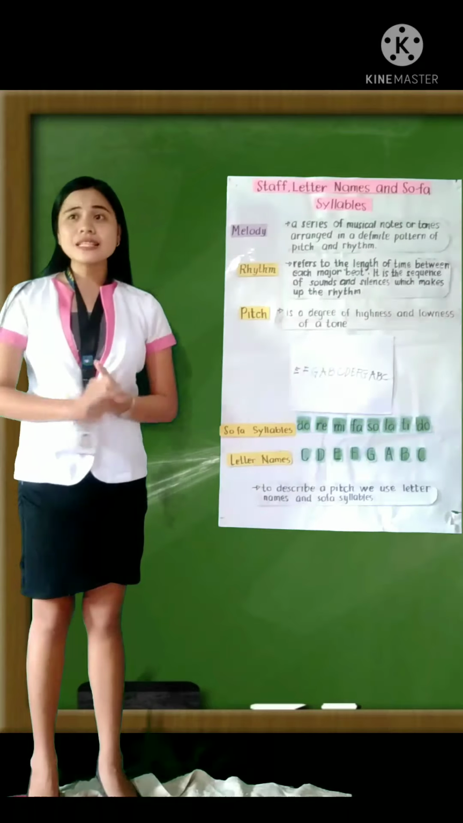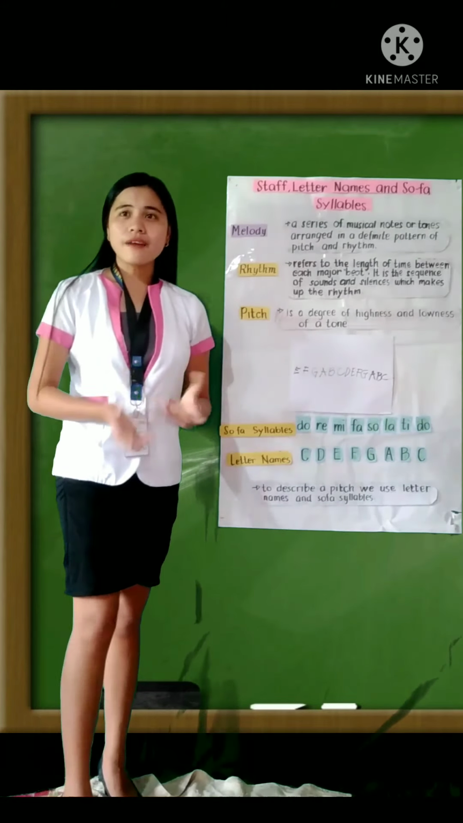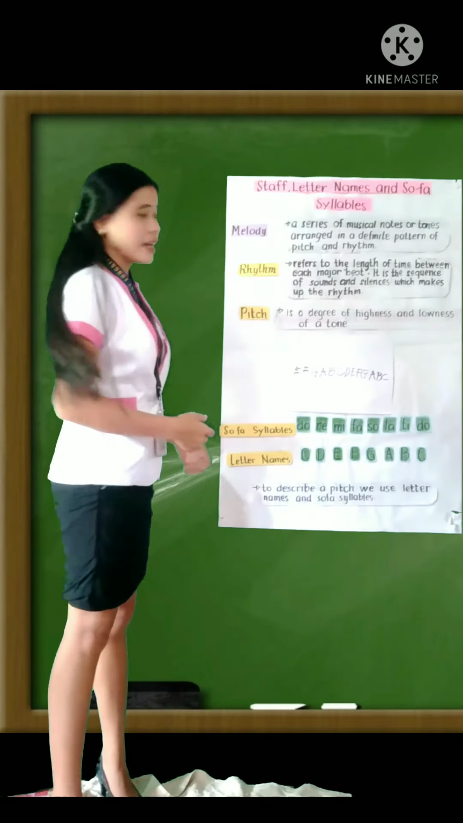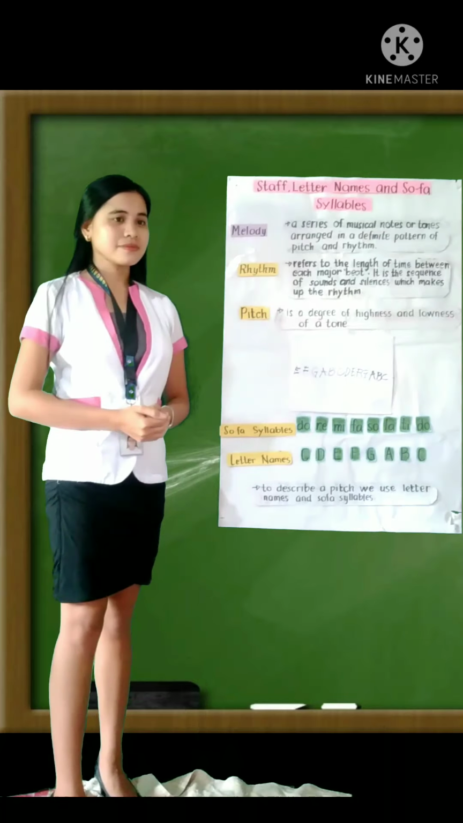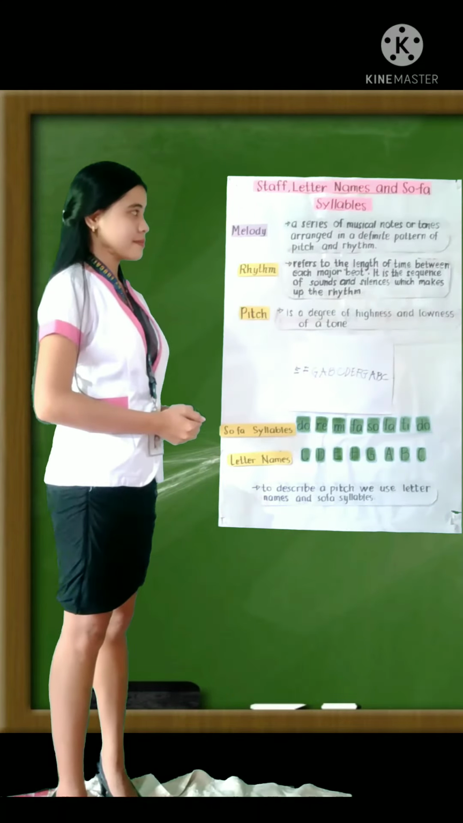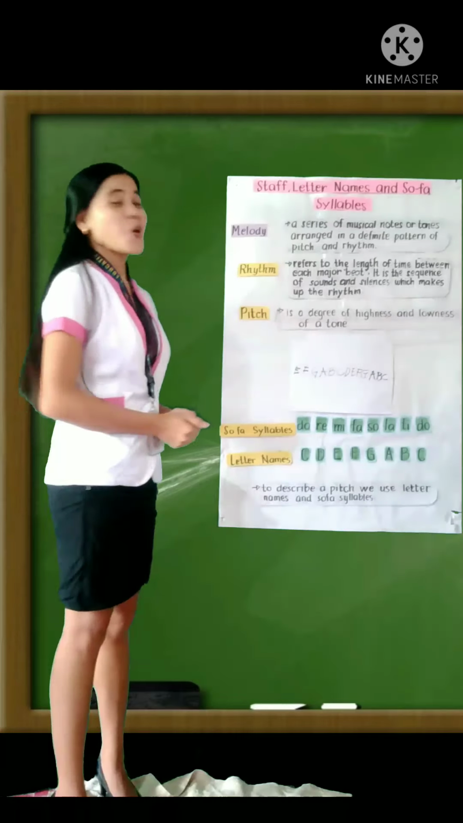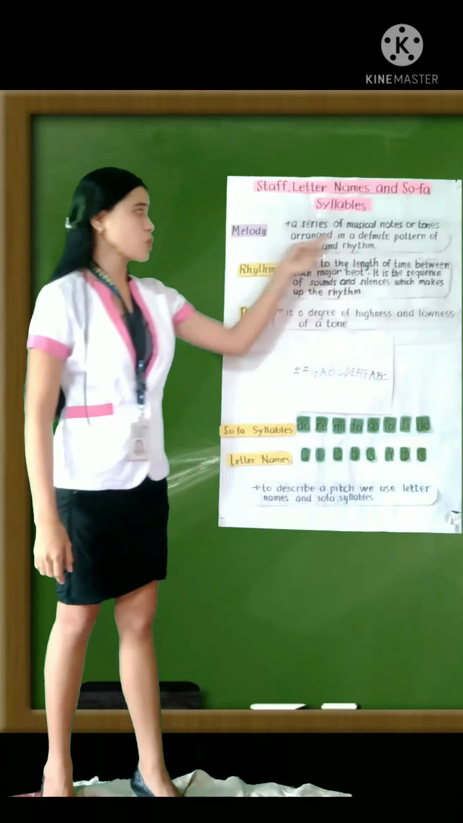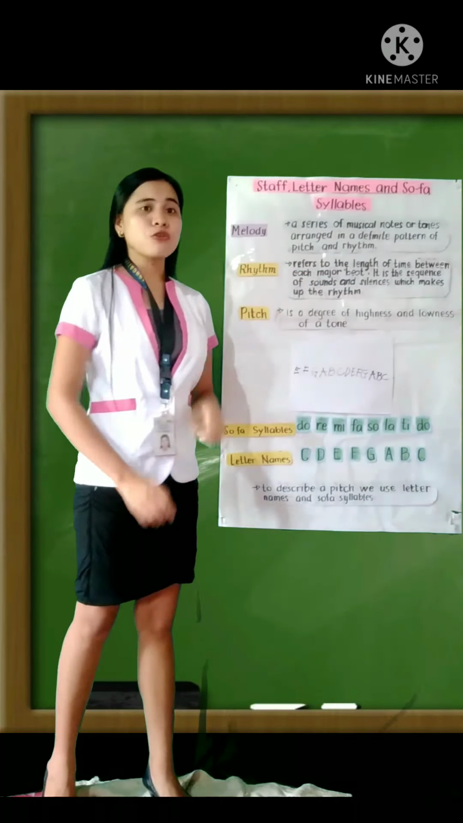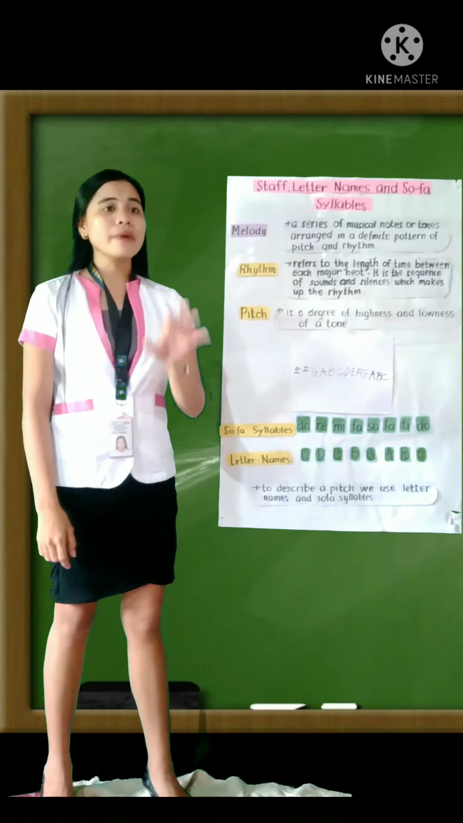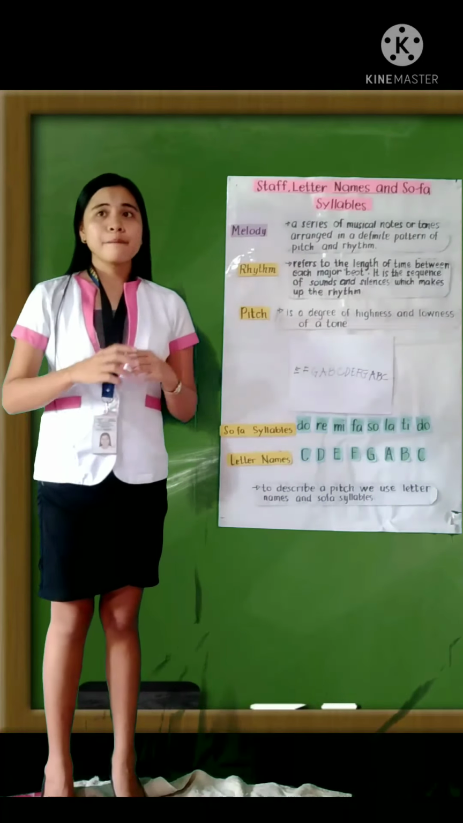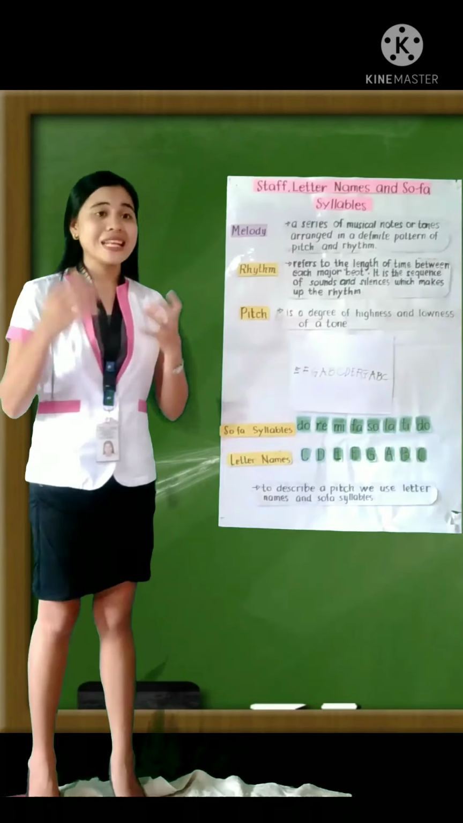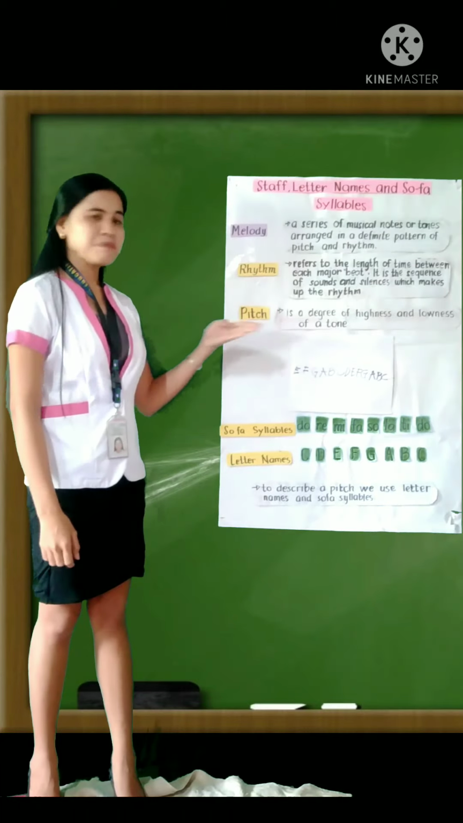So from the past lesson, what have you learned about melody? What is a melody? A series of musical notes or tones arranged in definite pattern of pitch and rhythm. Okay, very good. So a melody is a series of musical notes or tones arranged in a definite pattern of pitch and rhythm. So a melody is the tune of the song. So it is the combination of rhythm and pitch.